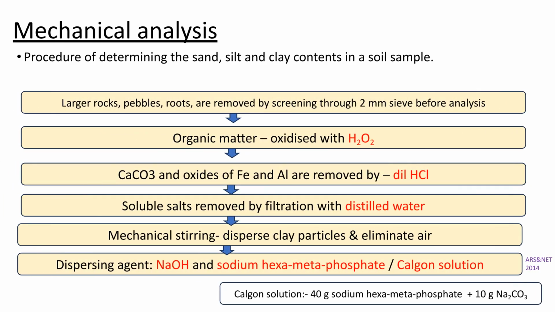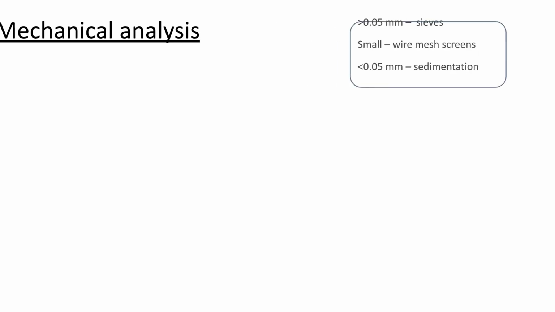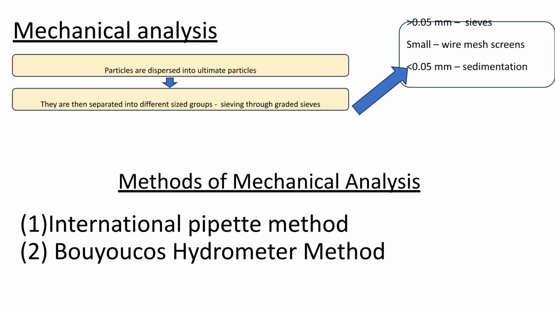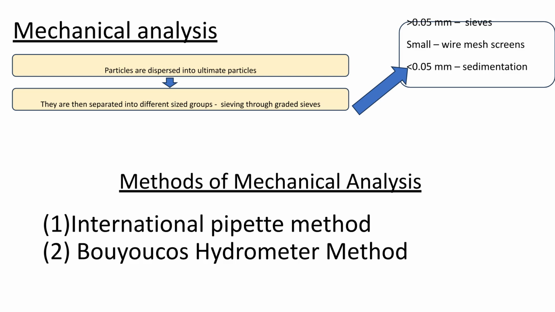This process involves pre-treating the soil to remove large rocks, organic matter, carbonates, oxides, and soluble salts, followed by dispersion. Mechanical analysis involves dispersing particles and separating them. Particles larger than 0.05 millimeters are separated by sieving, and smaller particles by sedimentation. Methods include the International Pipette and the Bouyoucos hydrometer methods.